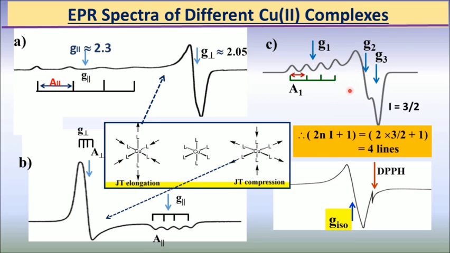In the case of an orthorhombic, less symmetric complex, g1, g2, g3 are not equal: g1 is not equal to g2, and g2 is not equal to g3. And in the case of a pure copper complex, there will be exchange interaction between neighboring copper ions, giving an exchange coupled narrowed single line. We don't get 4 lines. It is expected to give 4 lines, but due to exchange coupling, we only get a single line as shown here.